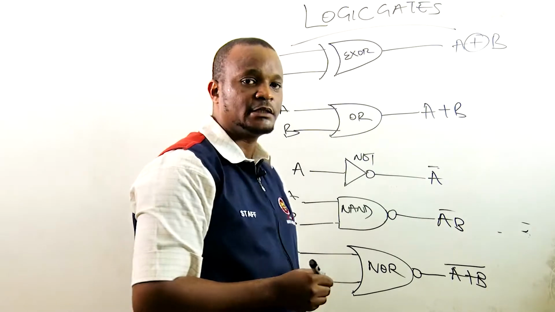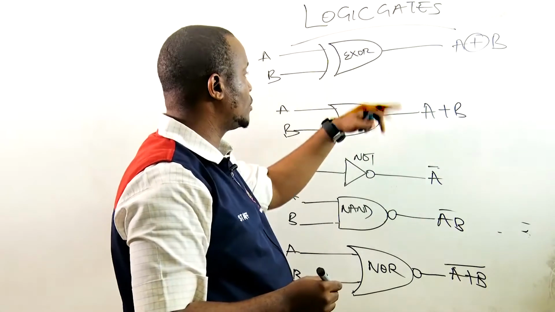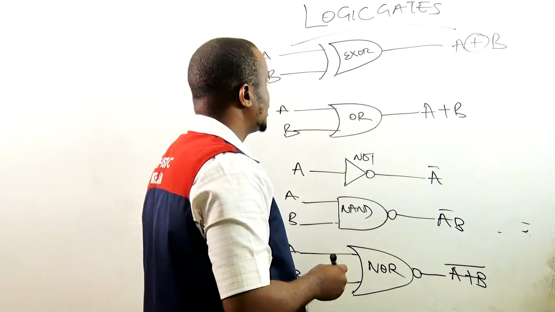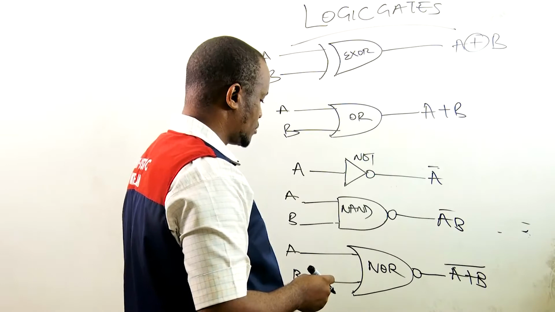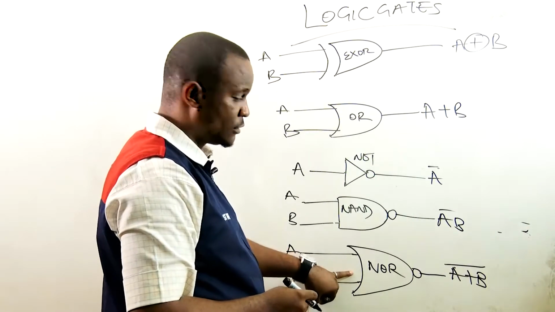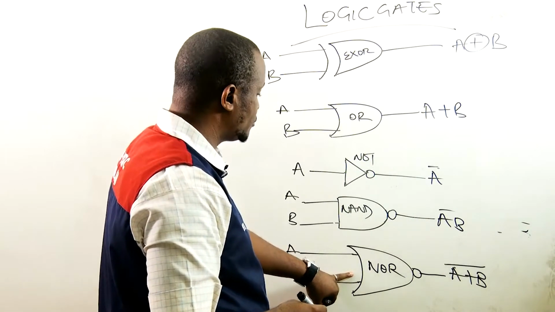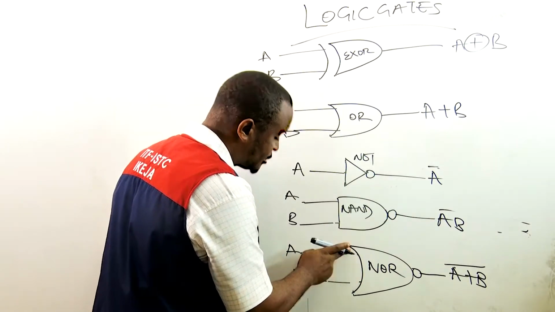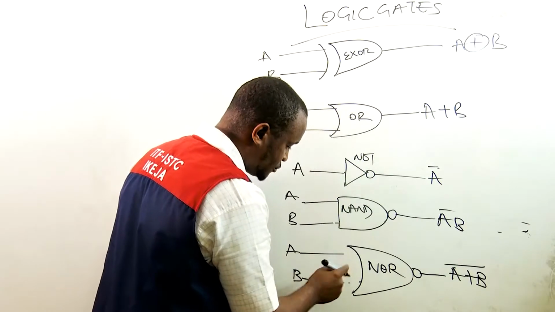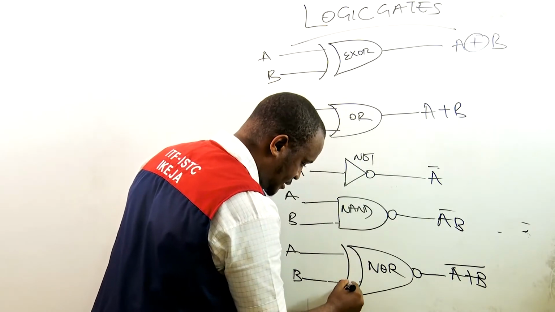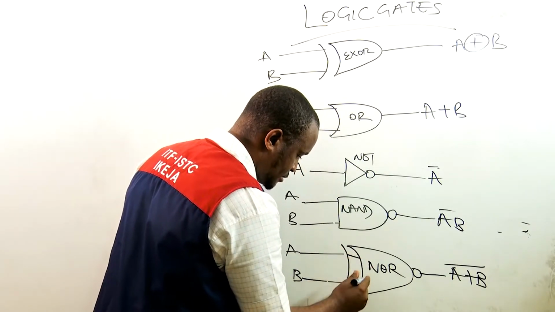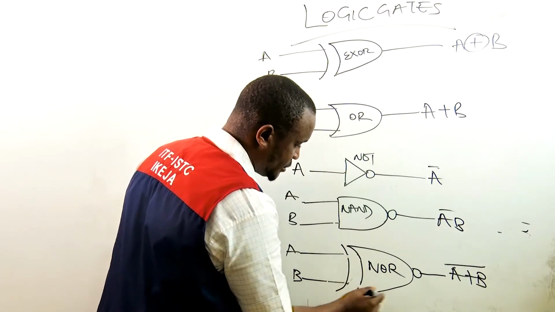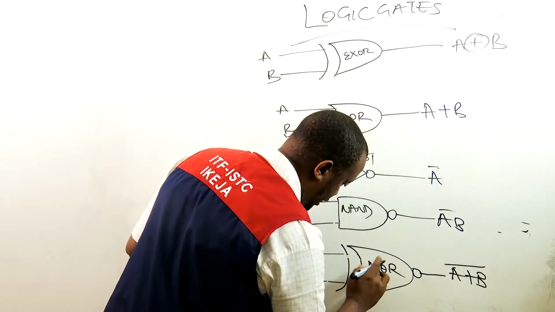Some will just write it as E or some will write XOR. So we write it this way. Then the next one is the XNOR. So this is the NOR. So the difference now with the XNOR is that we have an additional arc here, just like we did here. So when we have an additional arc here, we now have it as what? XNOR.